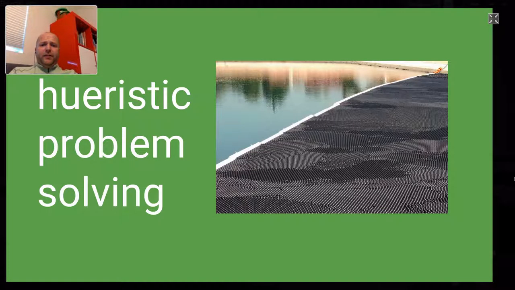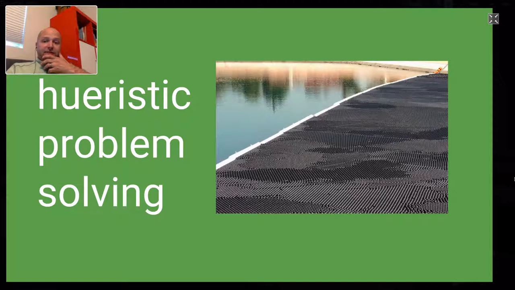In order to think of this kind of solution, it requires some pretty out of the box thinking, and no normal person is going to immediately come to that as a solution. It requires some level of divergent thinking. So you can go on to the next slide.